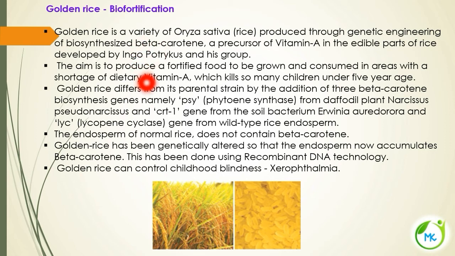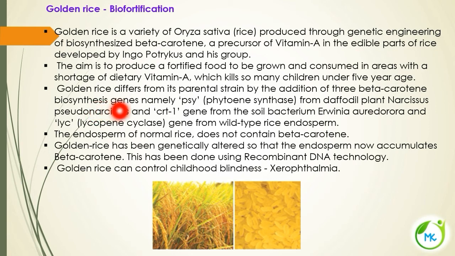group. The main aim of introducing this fortified rice is that it can be grown and consumed in areas where there is a shortage of dietary vitamin A. When there is a shortage of dietary vitamin A, it will kill many children under the age of 5. To prevent that, this was developed.